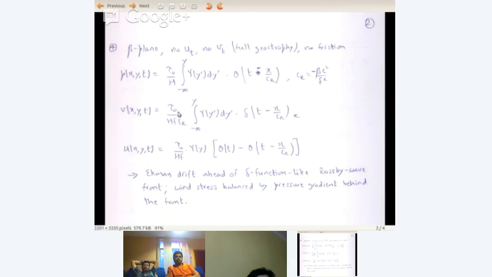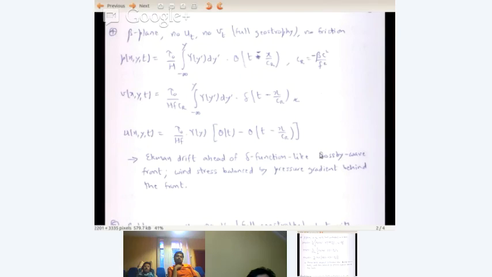V of x comma y comma t is tau naught by h f cr into integral minus infinity to y of Y of y prime dy prime into delta of t minus x by cr. U of x comma y comma t is tau naught by h f into Y of y into the difference between two step functions. The first is theta of t and the second is theta of t minus x by cr.